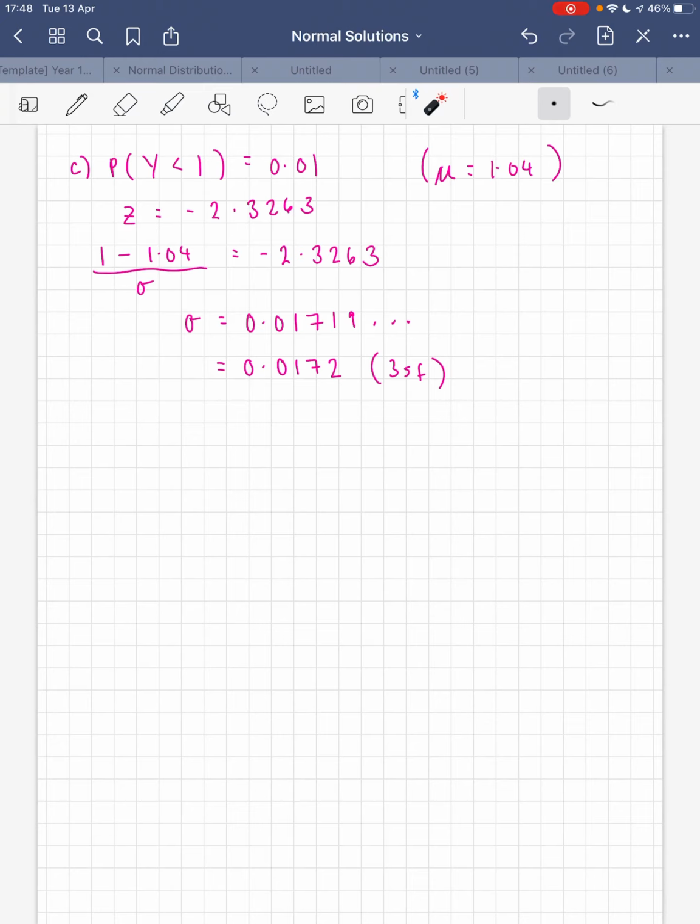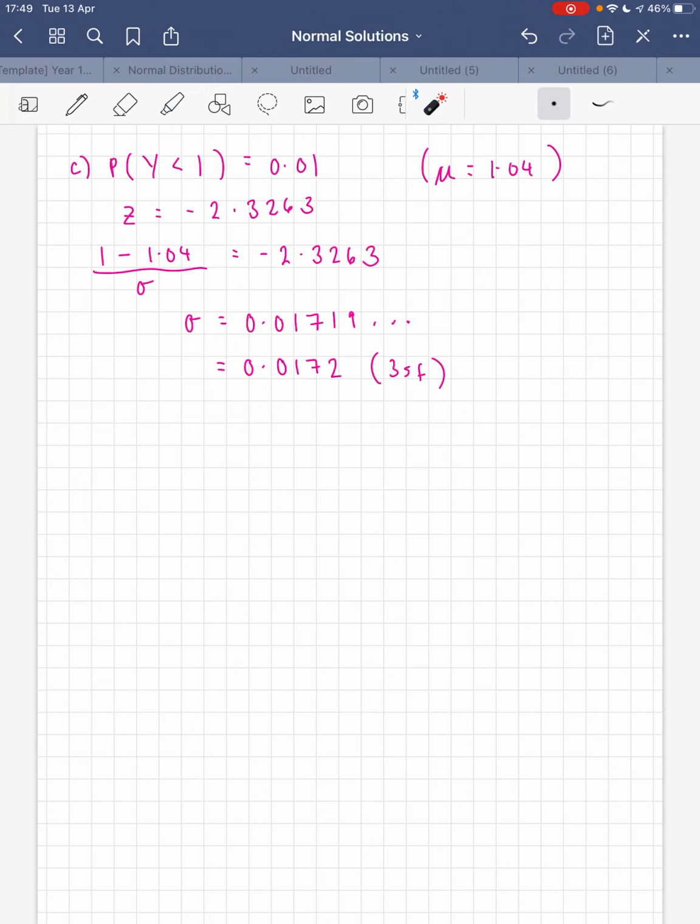And then again, we use the code to reverse and work out what the standard deviation is. So our y value that we had in the question is 1. We have to subtract the mean, which has reverted back to the original, which is 1.04. We divide that by the standard deviation, and it gives us a value of Z that is negative 2.3263. We rearrange, work it out, and we end up with sigma is equal to 0.01719, etc., which rounds to 0.0172 to 3 significant figures.